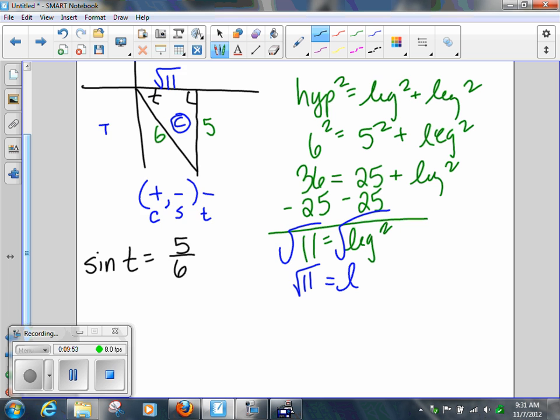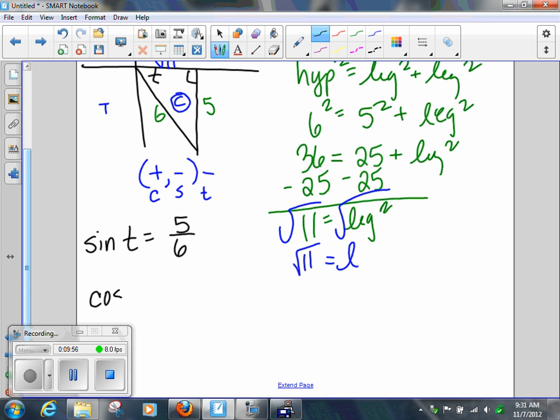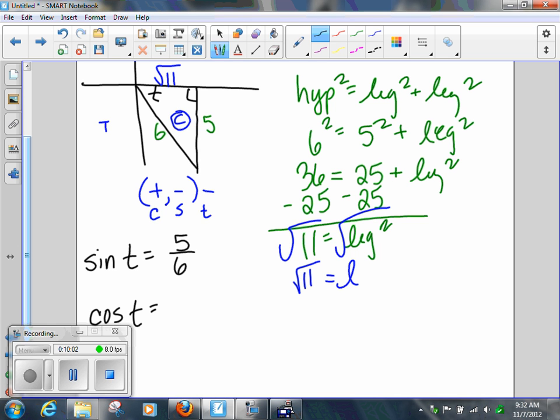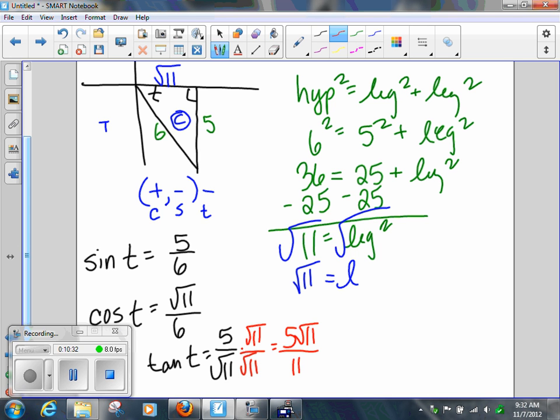Okay? Let's check on cosine. CAH: adjacent over hypotenuse. Root 11 over 6. Do you agree with that? Yeah? Okay. Tangent. TOA: opposite over adjacent. 5 over root 11. What do I have to do? I have to rationalize. So I'm going to multiply by root 11 over root 11, which gives me 5 root 11 over plain old 11.